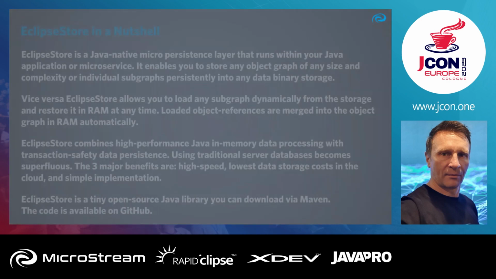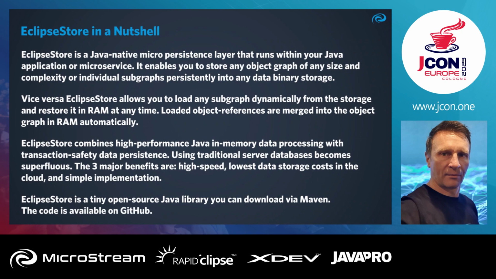So Eclipse Store, in a nutshell, is a Java native micropersistence layer, similar to Hibernate, because it's a persistence layer for storing objects. But on the other hand, it's completely different to Hibernate, because Hibernate is for storing objects in a relational database. With Eclipse Store, you store your objects in any binary data store. So you can choose your storage.